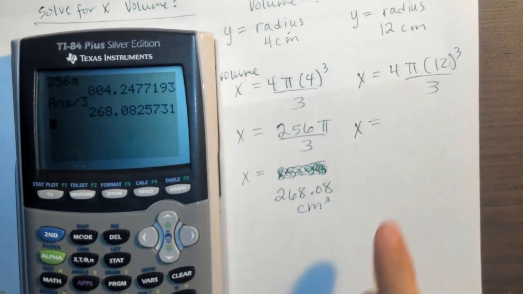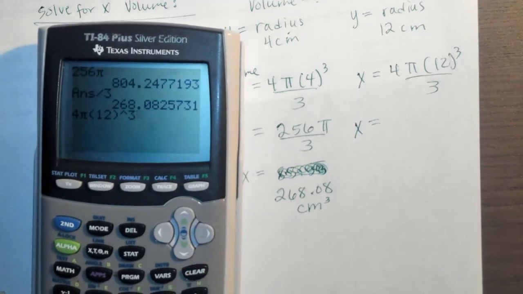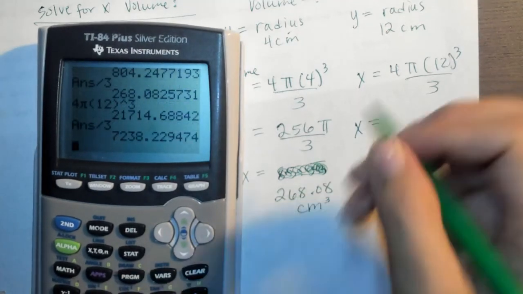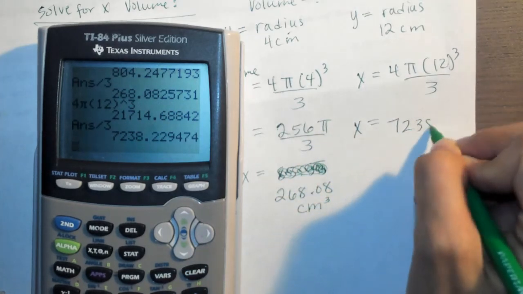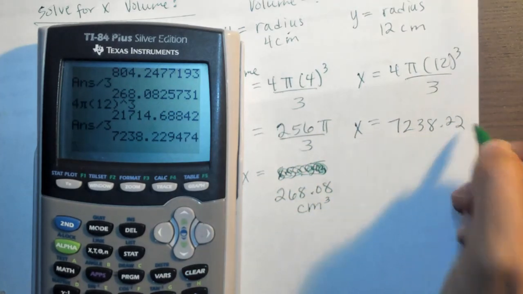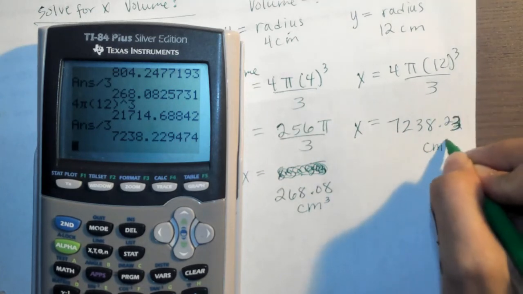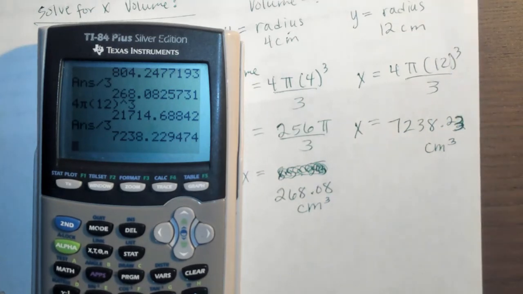And then here, it's going to be 12 cubed, so 4 pi 12 cubed, just like that. Enter, divided by 3. So I get 7238.22, or 23 centimeters cubed.